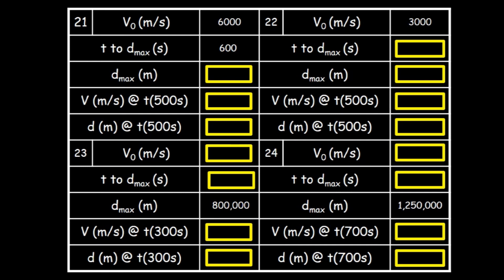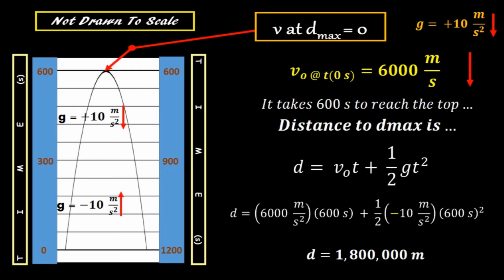I'll change it to 5 seconds each if you just want to check your answer, and because of the nature of this, you can rewind or stop, whatever the case may be. Here's one where you have 6,000 meters per second, 600 seconds to the top, plus 1/2, then a -10 because it's decelerating, and 600 seconds because that's how long the trip is, and make sure you square that.